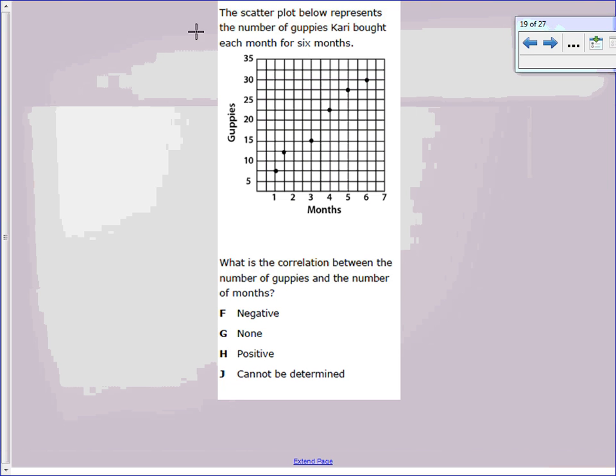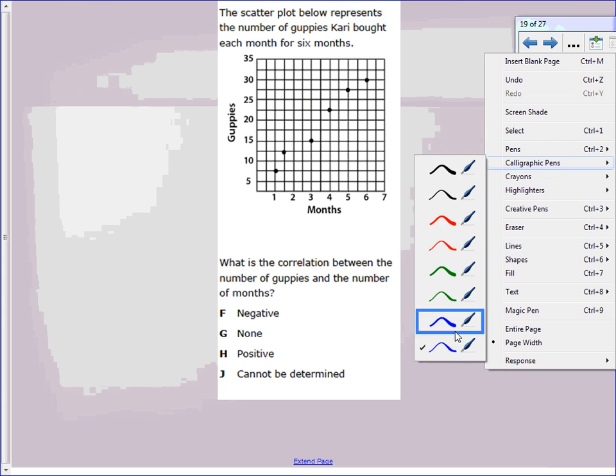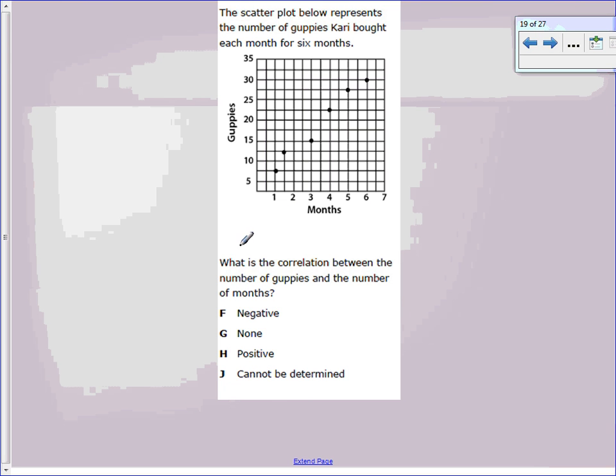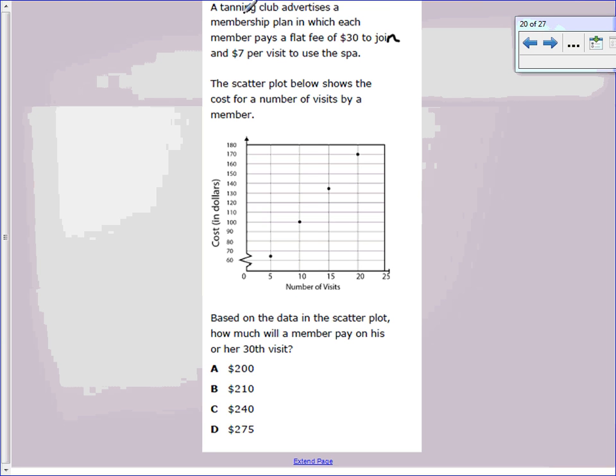So here, the scatter plot below represents the number of guppies Carrie bought each month for 6 months. What is the correlation between the number of guppies and the number of months? What type of correlation is this? Positive. Okay, next. Yeah, and it just gets bigger.